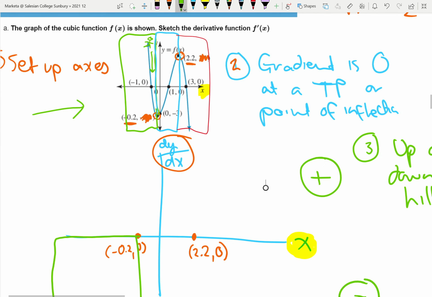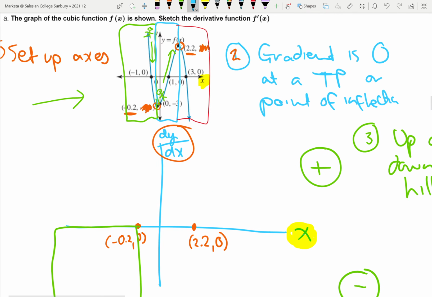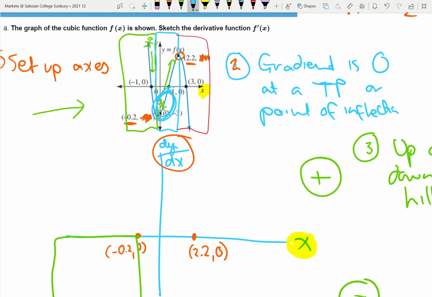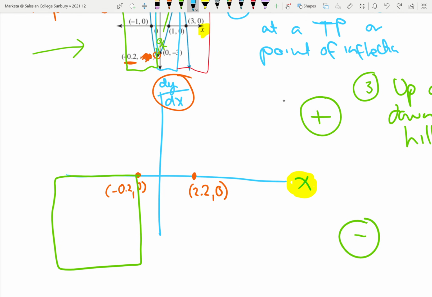Then to get from my first stationary point to the second stationary point, I'm going up the hill. So that's a positive gradient. It doesn't matter that I have negative values here. We're not talking about the y values, we're talking about the gradient. Are we going up or down the hill? We're going up the hill, so it's positive. It's positive all the way from the first stationary point to the second stationary point.